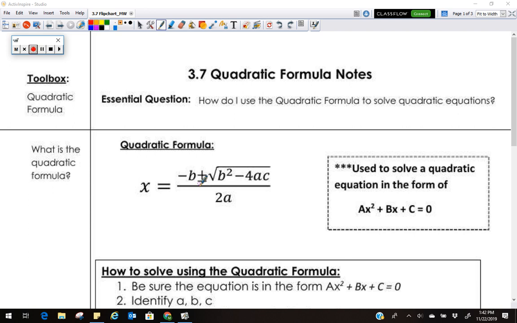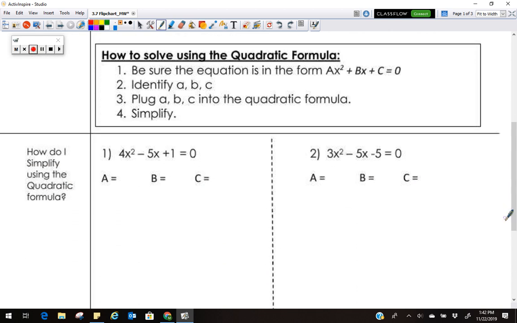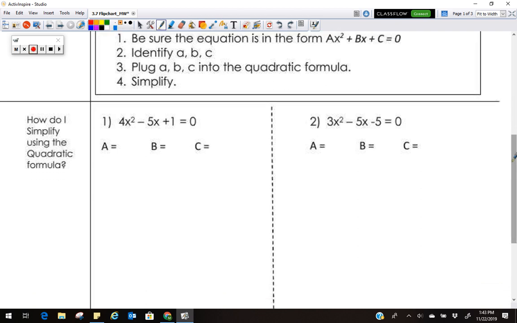Over here on the right, you'll notice that I said it is used to solve a quadratic equation when it is in the form of ax squared plus bx plus c, which is standard form. Here are the steps. Be sure the equation is in the appropriate form. Identify a, b, and c. Plug those into the formula and simplify. That's all there is to it. We're going to do 4 equations real quick, and then you can work on your assignment.